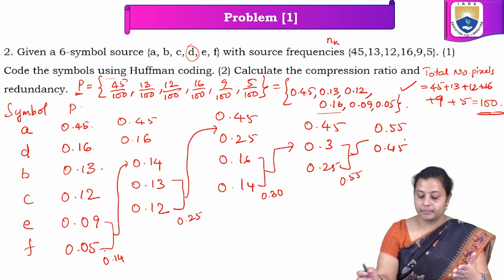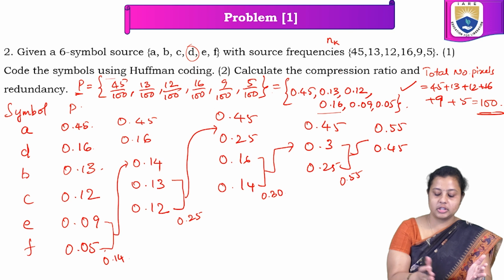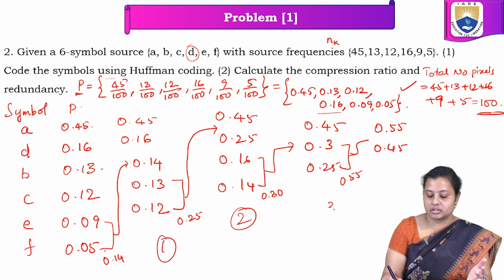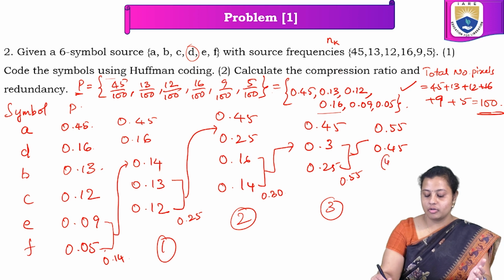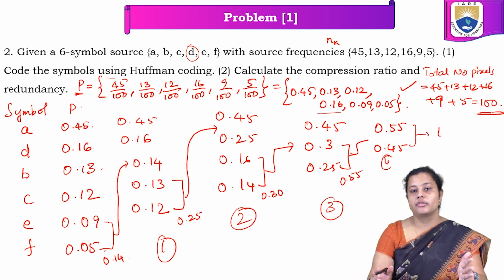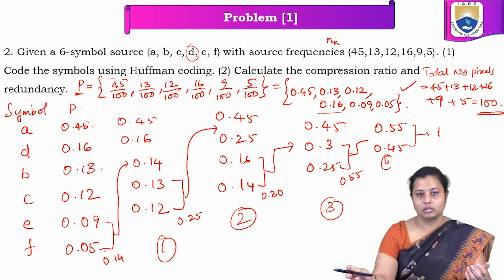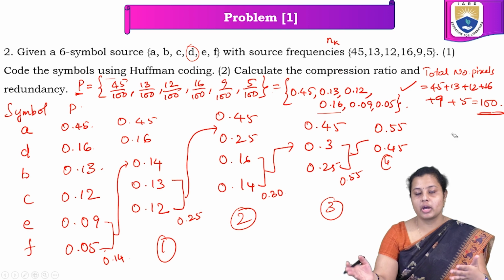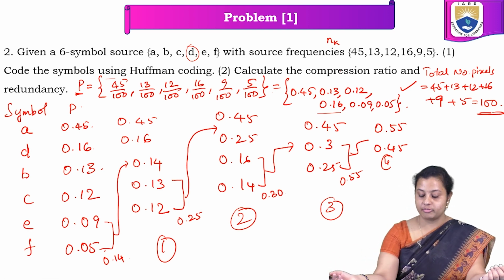So based on that, this is my last stage. First stage, second stage. This is my first stage. This is my second stage. This is my third stage. And this is my fourth stage. Fifth stage is turning up to be 1. So this is the forward steps in my Huffman coding. So when we have to code the symbols, we have to go back, right? So that is the backward Huffman steps.